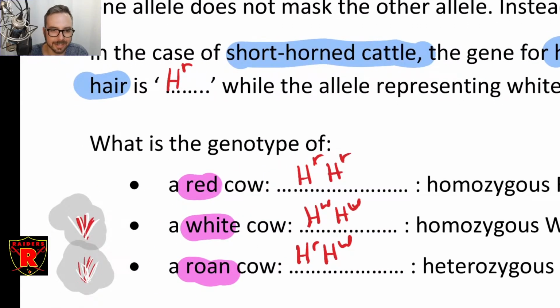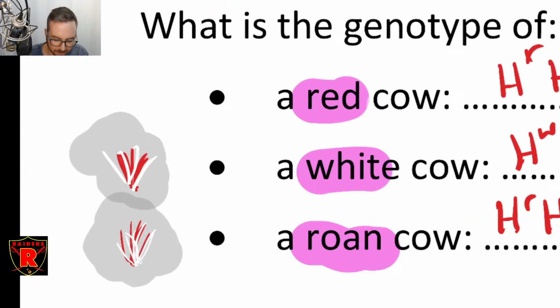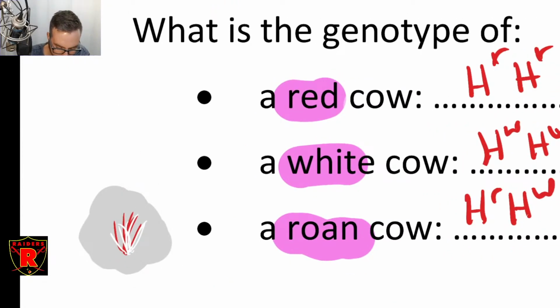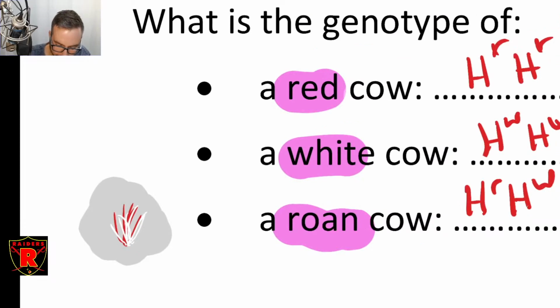What roan is, is a mix of red and white. Okay? In other words, some hairs are red and some hairs are white. So it is not a third thing that's a blend. There's no blend. It's just both things at the same time. That's codominance. Codominance is both things being shown. So some cells are choosing red and some cells are choosing white. That's how you get both.